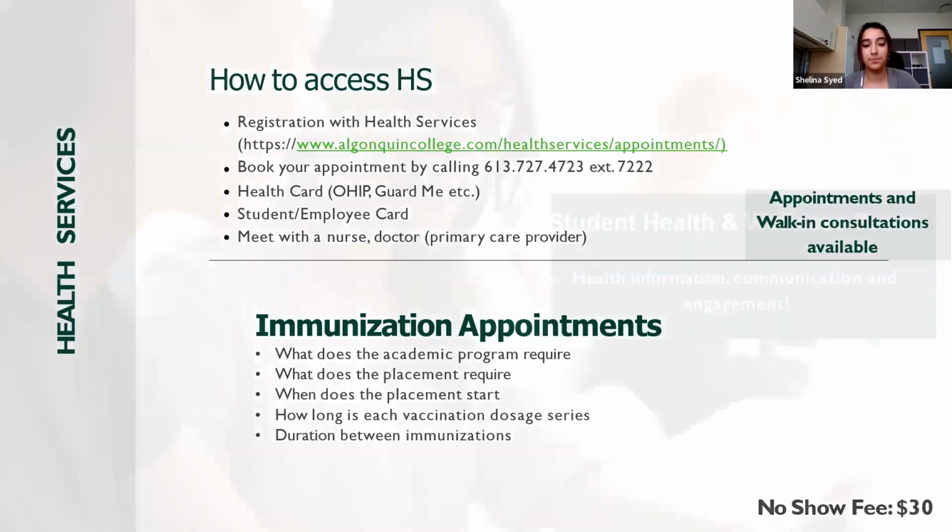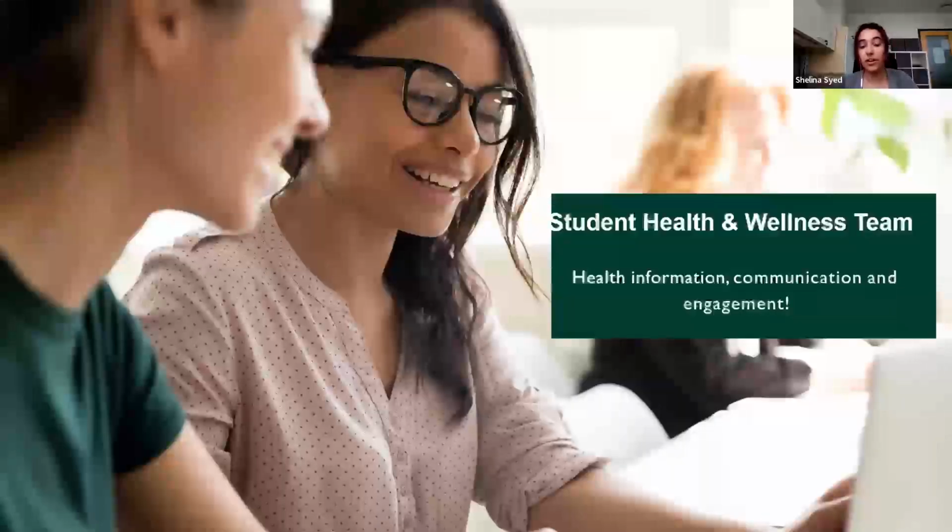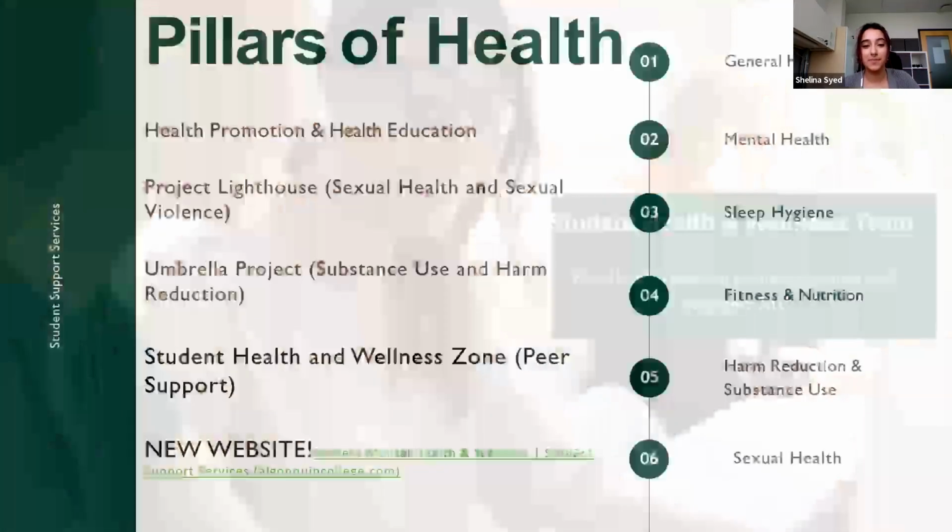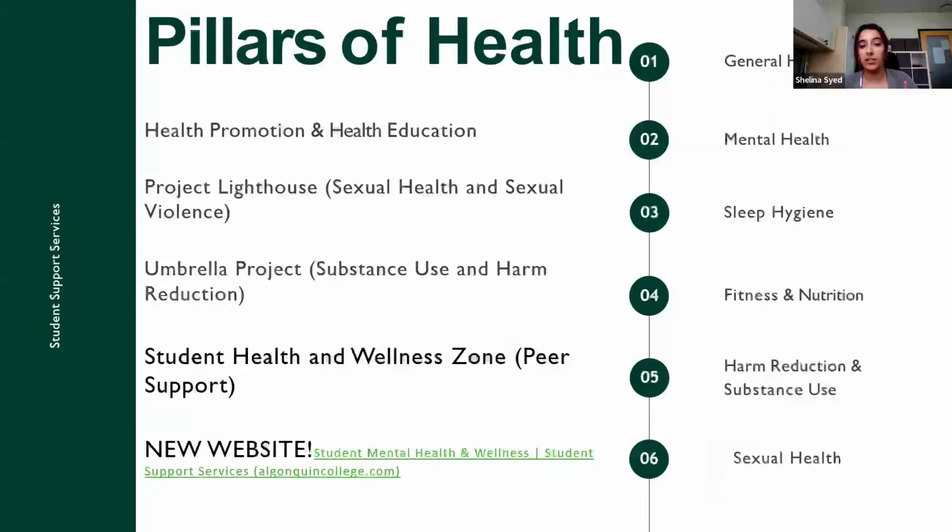Next slide, please. So now I'm going to talk a little bit about the Student Health and Wellness team and kind of what that's about. Next slide, please. The Student Health and Wellness team focuses on a few different pillars of health. They focus on general health, mental health, sleep hygiene, fitness and nutrition, harm reduction and substance use, and sexual health. All of these pillars of health are focused towards students, as it's important to highlight these things.